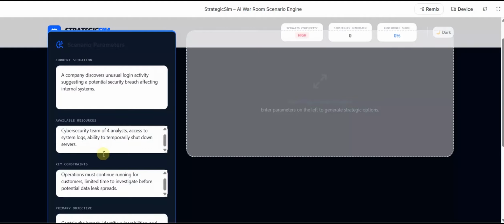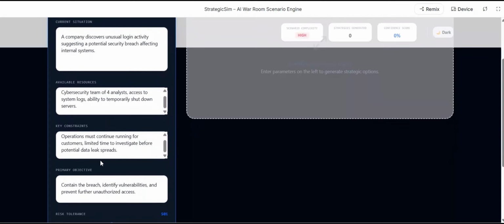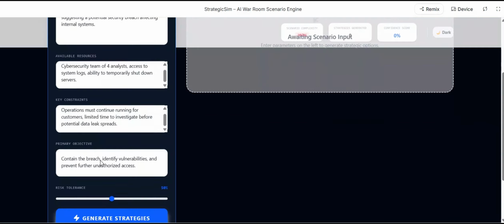And then let's look at the key constraints. There are always limitations like time pressure, operational continuity, reputational risk, etc. By defining these constraints upfront, the system ensures that the AI doesn't generate idealistic or unrealistic solutions. Instead, it produces strategies that are practical and grounded.